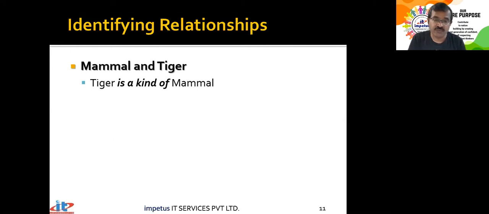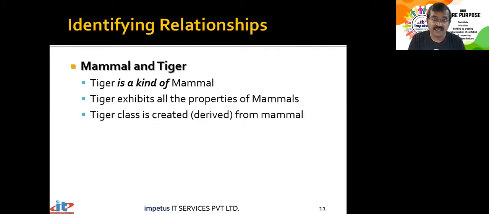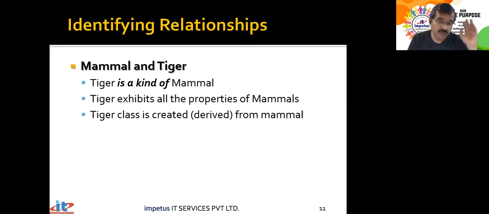Tiger is a kind of mammal. Tiger exhibits all the properties of mammal, so every attribute of a mammal is exhibited by tiger. Tiger does not lay eggs. Tiger is not cold-blooded. Tiger is warm-blooded because every mammal has to be warm-blooded. Mammals give rise to young ones. Tiger also gives rise to young ones. So all the properties of mammals are exhibited by tiger.